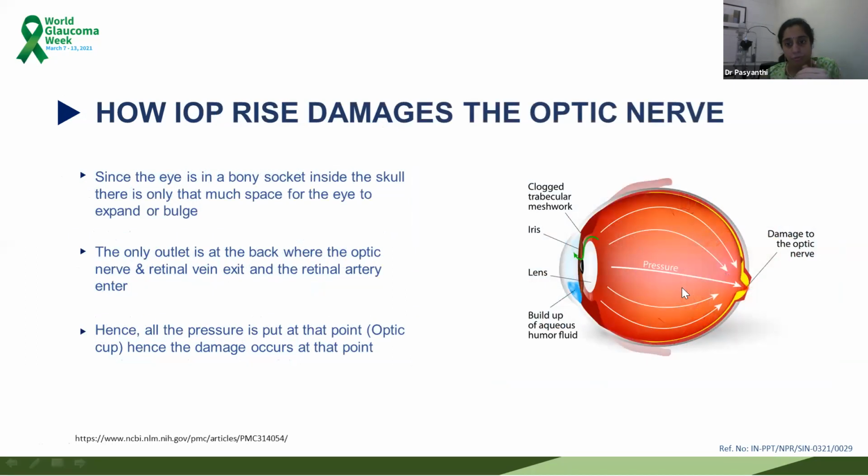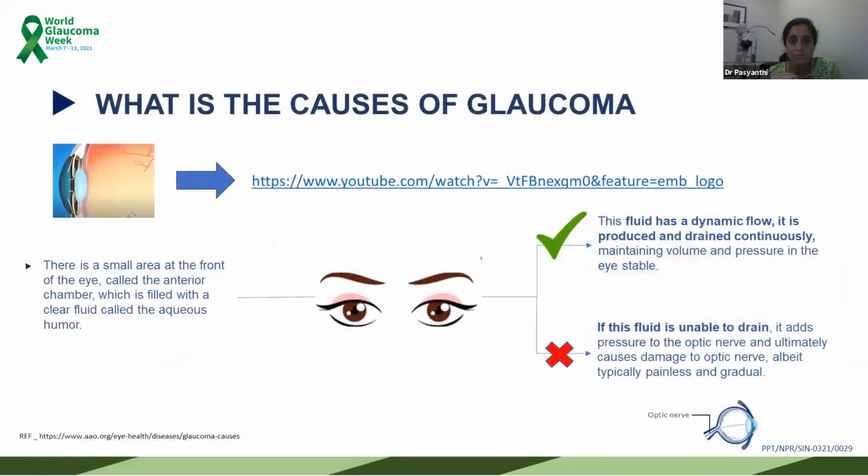So what does this more fluid inside the eye do? It builds up the pressure inside the eye, and this pressure is transmitted to the optic nerve, which is at the back of the eye and is more sensitive to this increased pressure. Whatever increased pressure or increased fluid is in the eye is transmitted to the optic nerve, thereby damaging it. So what are the causes of glaucoma? We have seen already that the drainage angle is blocked, or there can be increased fluid secretion also.